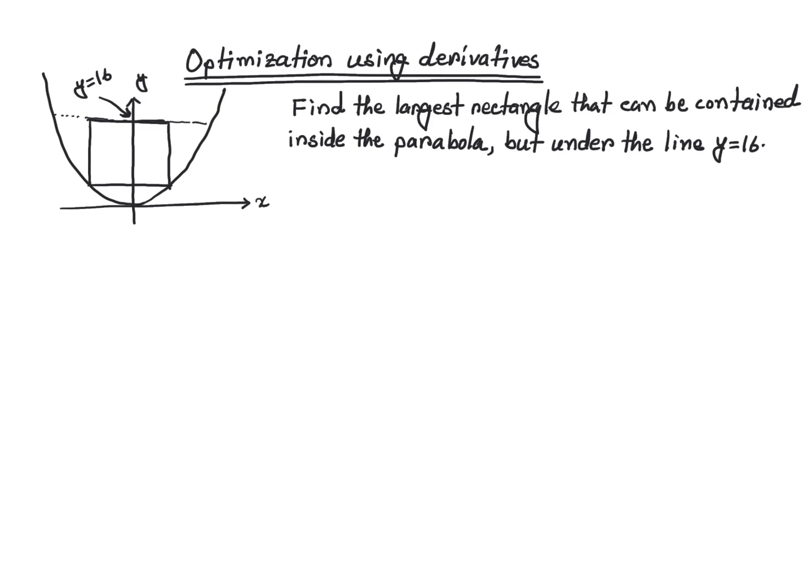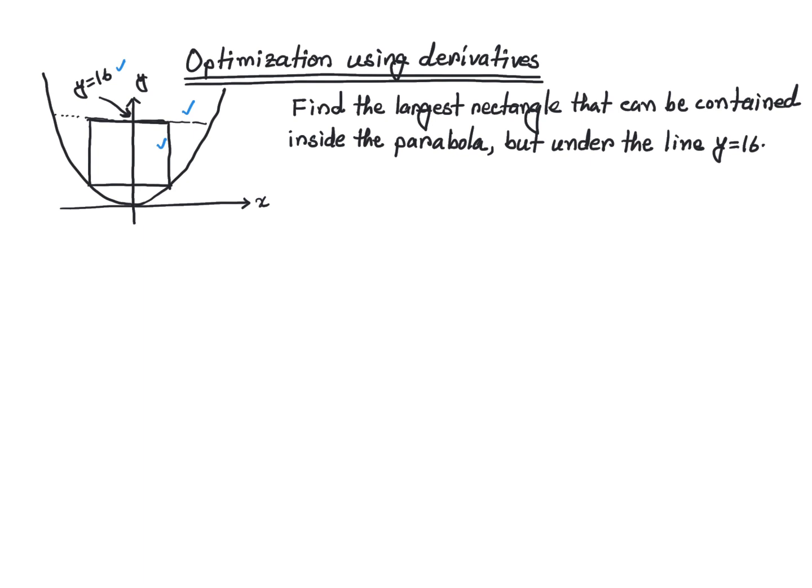In this video, I'm going to find the area of this rectangle, the largest area that can be contained under the line y is equal to 16 and the parabola. So the way we do it is by using derivatives. We define the function, we take the derivative, set it equal to 0 so that we can find the critical points, and then we evaluate the value of the function at the critical points as well as on the boundary points. Then we take the maximum of it.